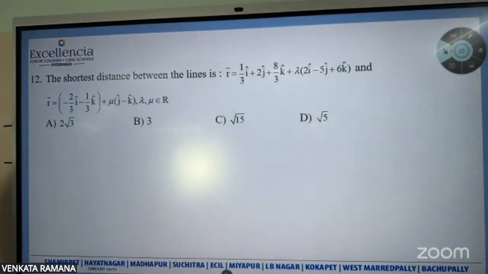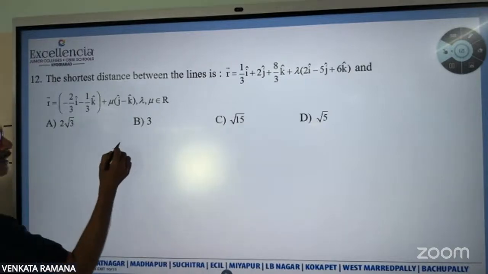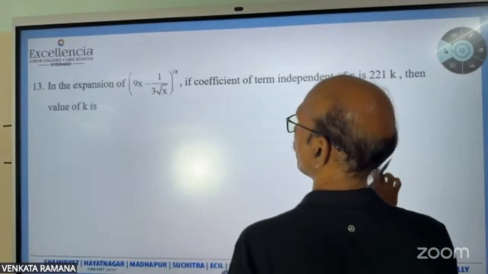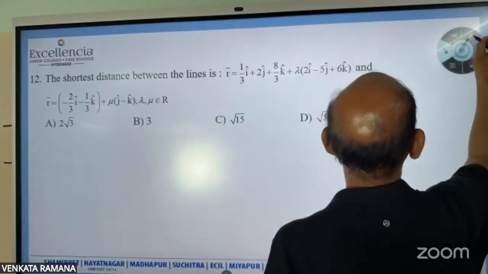See students, here about the shortest distance.